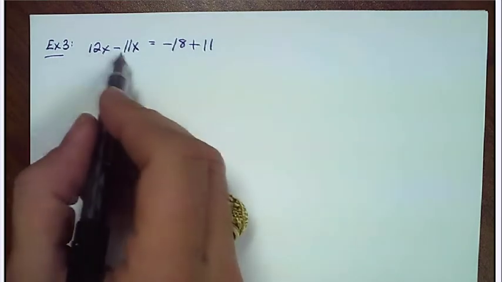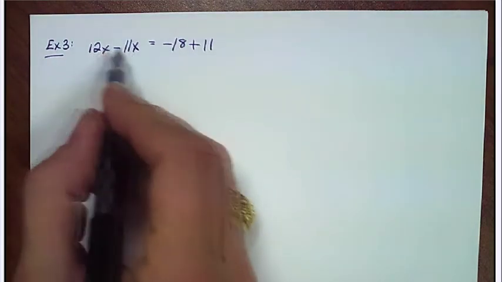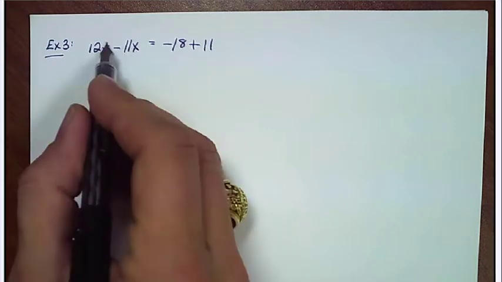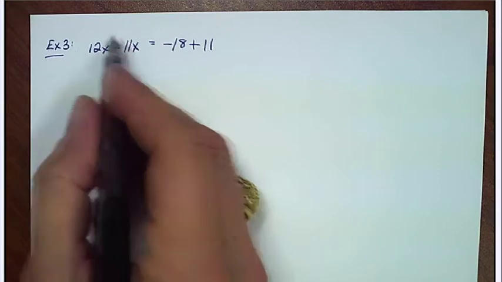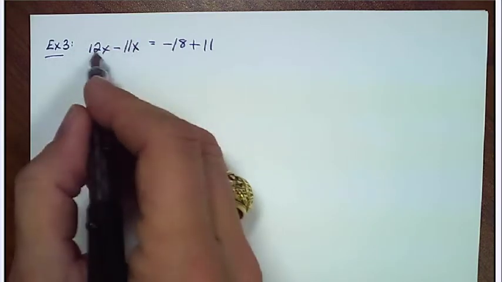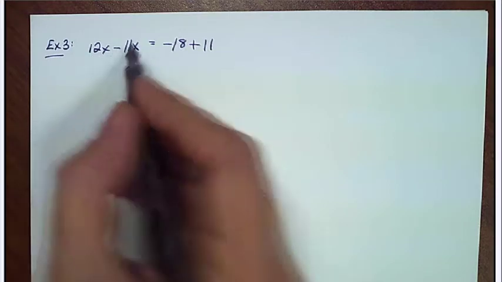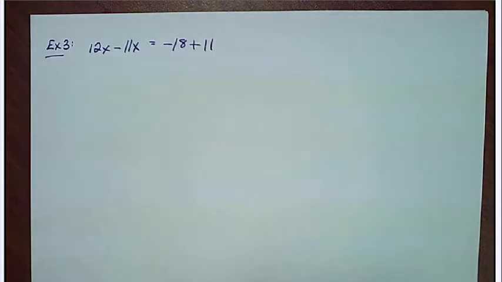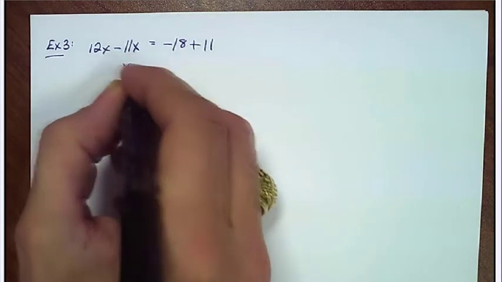So first, let's deal with our coefficients. Right here we have like terms. We have the x's, which are the same. They both are raised to an exponent of 1. So we've got like terms. In order to combine these, all we're going to do is do the operation between the coefficients. So 12 minus 11 is, of course, 1, and that's just going to leave me with 1x, which we just write as x.